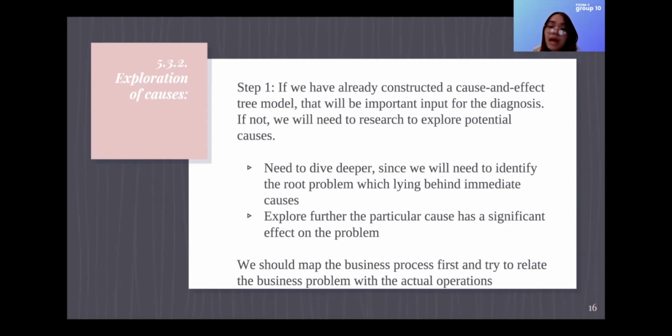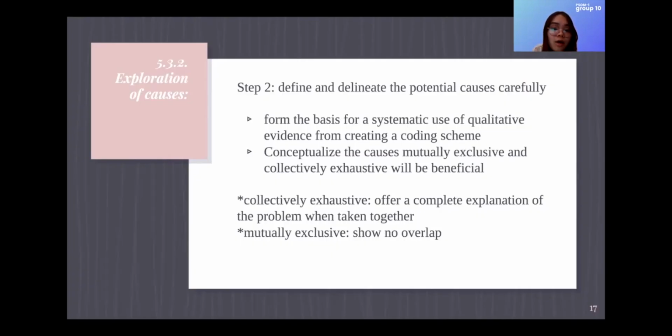This is when we should map the business process first and then try to relate the business problem with the actual operation of the organization. This will result in more insights into the process and cause of the problem. We'll need to define and delineate the potential causes carefully. This forms the basis for a systematic use of qualitative evidence, which can come from creating a coding scheme.